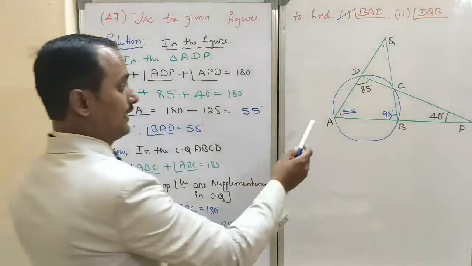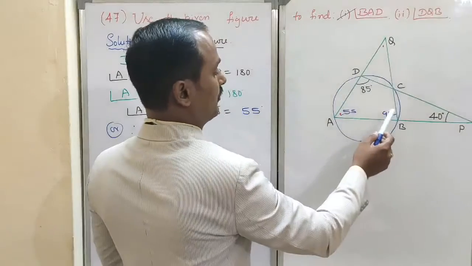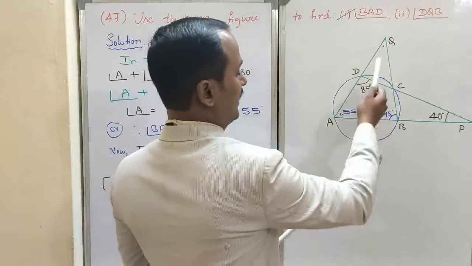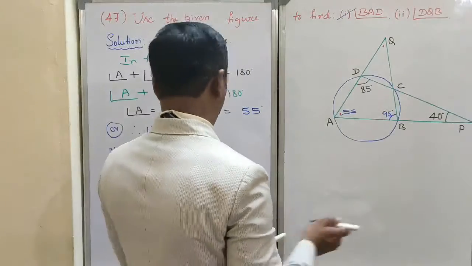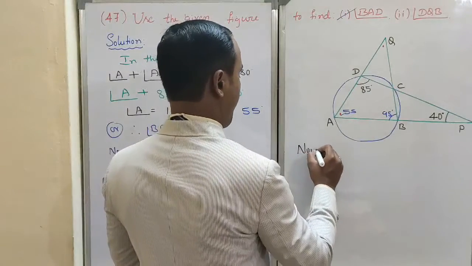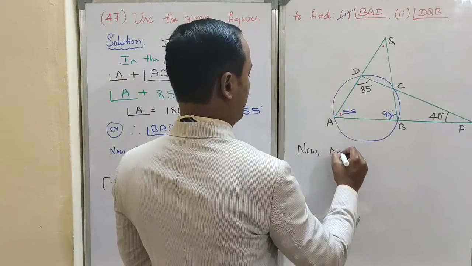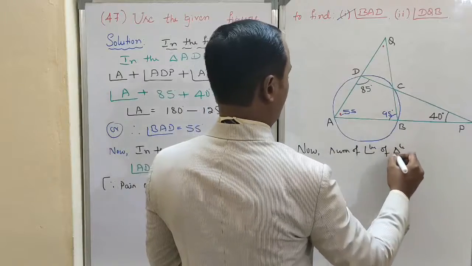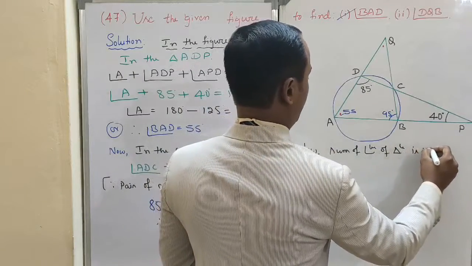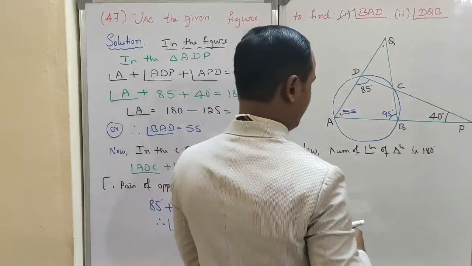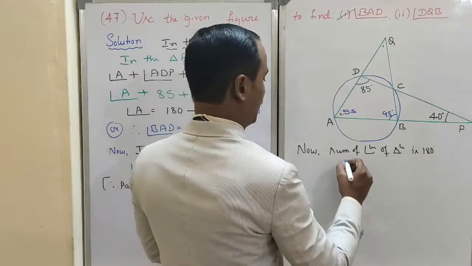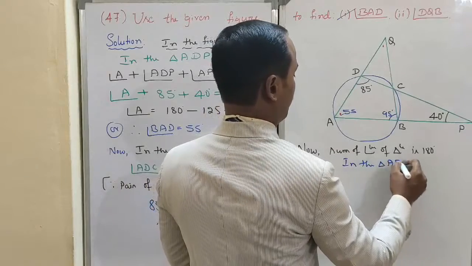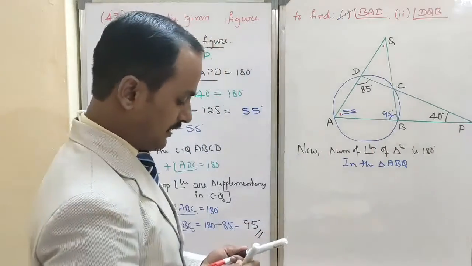Now in the triangle ABQ, the sum of three angles is 180 degrees. The sum of the three angles in a triangle is 180 degrees, by using this property. In the triangle ABQ, shall I write the sum of angles?